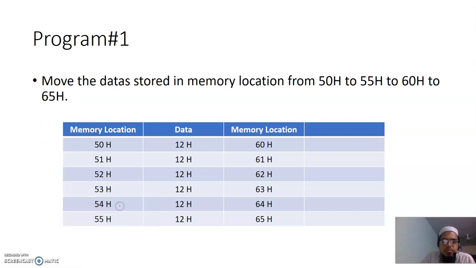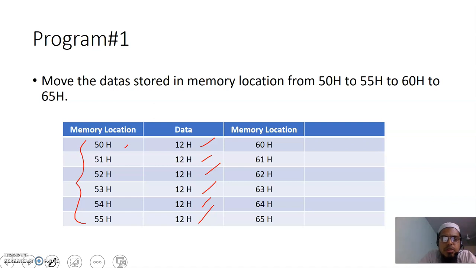The question is basically, we have these memory locations, from 50 to 55H, and at each of these memory locations we have some numbers stored here, and I have just presumed that in each of these memory locations we have this data, although I have shown it to be the same, but it could be anything. Okay, so I have taken 12H in all the memory locations.